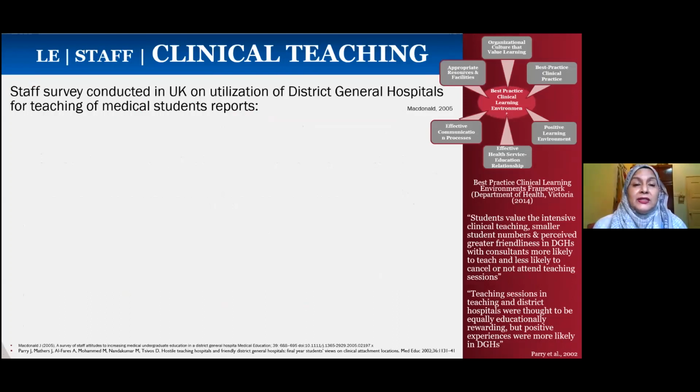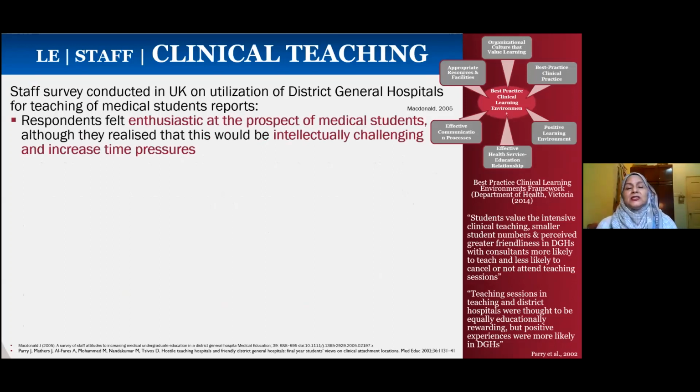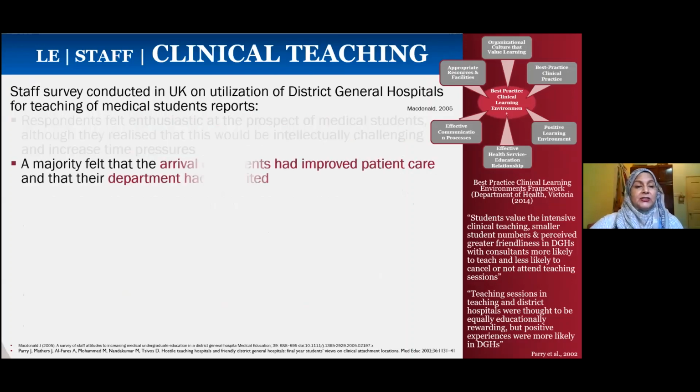A staff survey was conducted in the UK on utilization of the District General Hospital for teaching medical students. It's an interesting study, so that's why I'm showing it here: the teachers were enthusiastic at the prospect of medical students, although they realized that this would be intellectually challenging and increase time pressures. A majority felt that the arrival of students had improved patient care and that their department had benefited from the students.